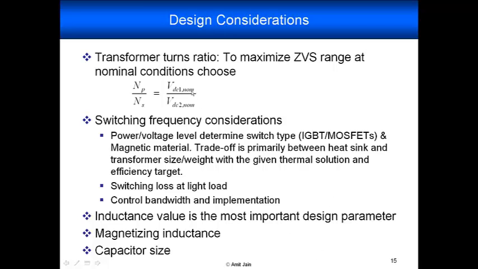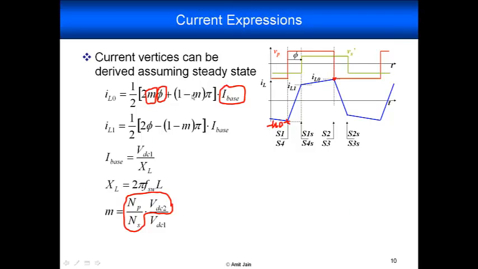So this follows from the current equations here. If you choose NP over NS equal to VDC1 over VDC2, then M is equal to 1, and these two equations then just reduce to the product of phi with this constant I base. So what that means is, to get zero voltage switching, we want IL0 to be greater than 0 and IL1 to be greater than 0, which translates directly to phi greater than 0.